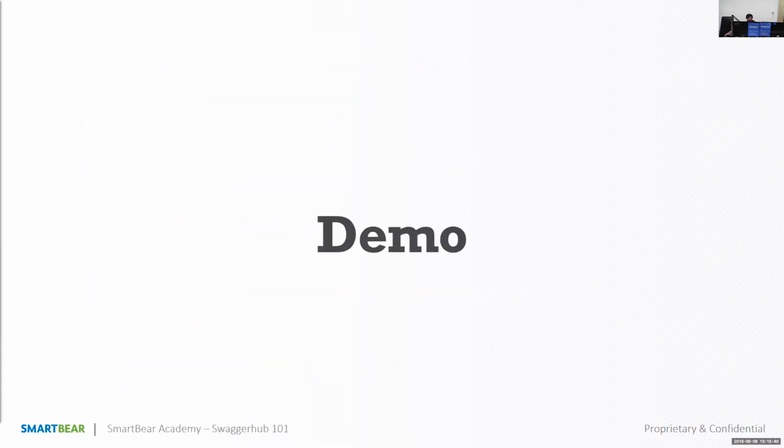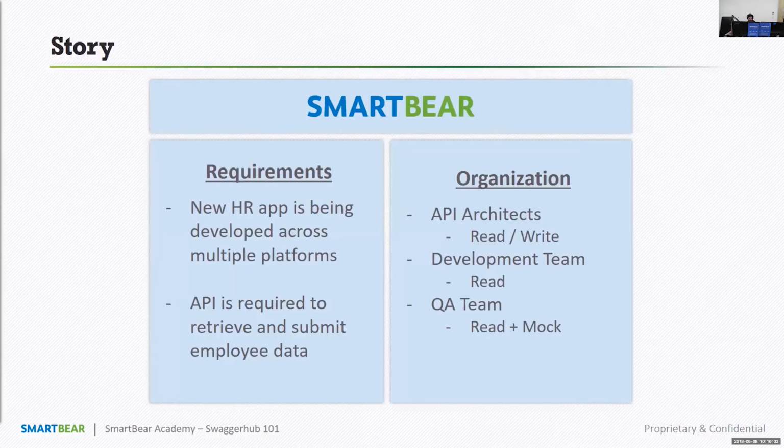All right. So now that we've talked about some of the challenges for designing these APIs, we talked a little bit about how SwaggerHub can overcome and some of the ways that we can help improve upon these challenges and this process here. Let's get into our demo now. So we have a small story that we're going to be going through today.